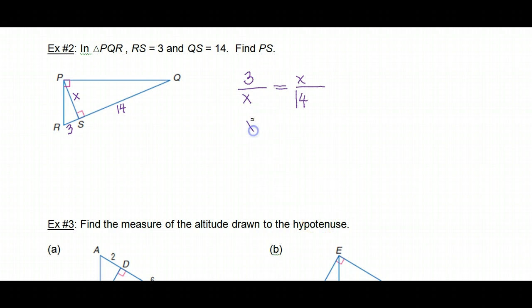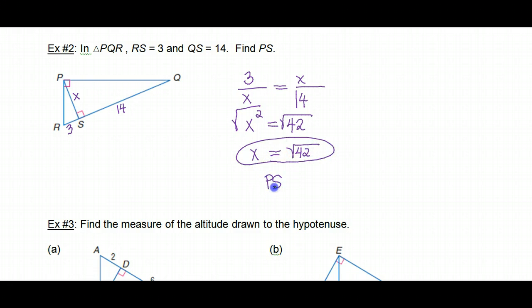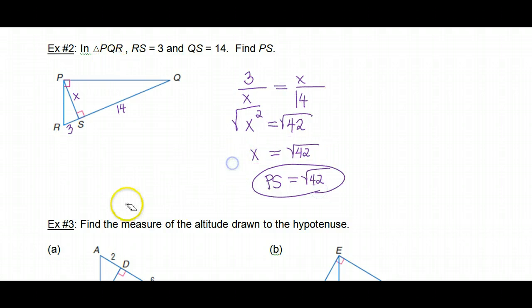Okay, so when we cross multiply, we get x squared equals 3 times 14, which is 42. And when we take the square root, can 42 be broken down into any perfect squares? No. So we can just leave it as the square root of 42. Oh, actually, we should probably write x equals. Okay. Questions?